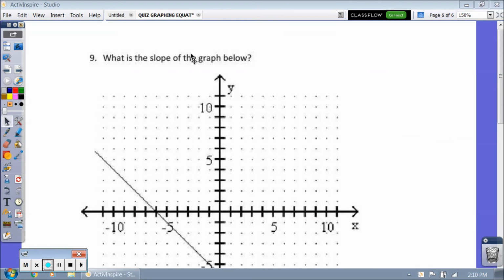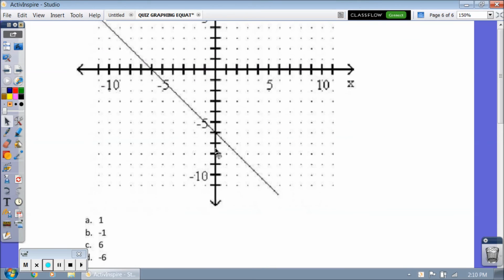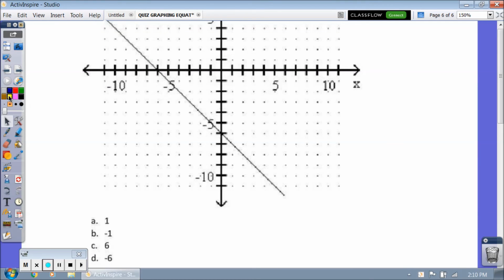9, what is the slope of the graph below? Alrighty, let's see what we can do here. Let's start with the y-intercept if we can. So it looks like it crosses right here. And let's see, this time we're not going up and to the right, we're going down and to the right, because that's going to be the only way to hit the graph here, or we're building stairs down and to the right.